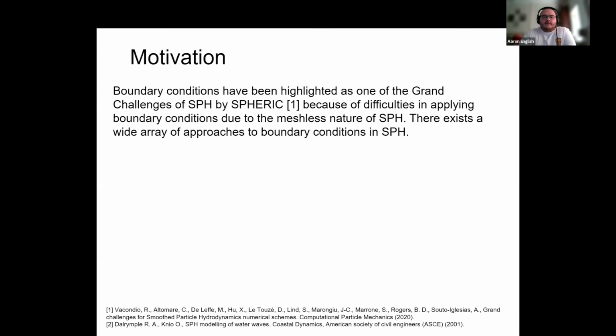So just some brief motivation. Obviously, we all know that boundary conditions can be quite difficult in SPH, and they've been highlighted as one of the grand challenges of SPH by SPHERIC. And because of this, there are quite a few different approaches. One popular approach is called dynamic boundary condition, or DBC, and this is currently used in the DualSPHysics code.